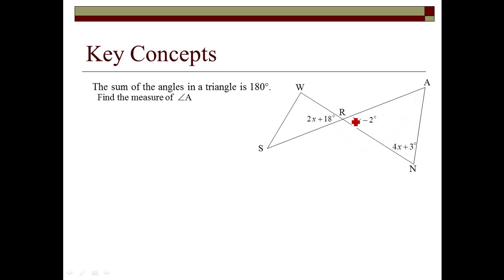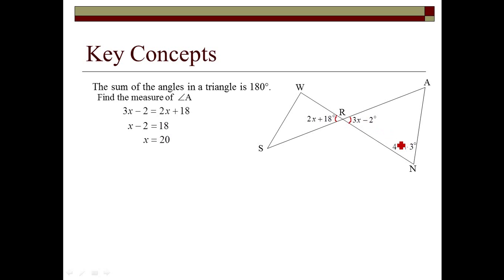So we need to observe. These are vertical. So you've got to look for anything you know. Vertical angles are congruent. So if those are congruent, I could set them equal to each other. We get 3x minus 2 equals 2x plus 18. Subtract 2x, I get x minus 2 equals 18, so x equals 20. Now, I'm going to use this information to figure out what these angles are.